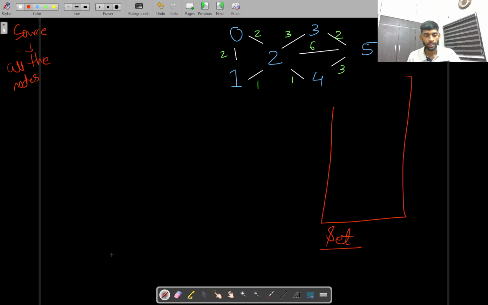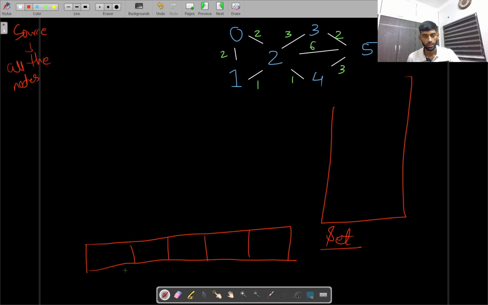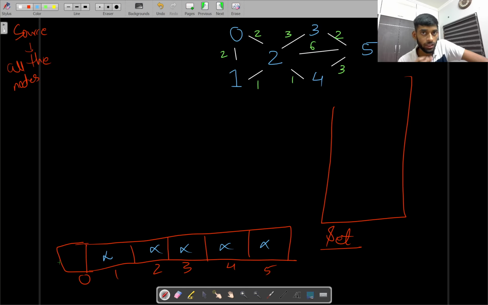So we will be maintaining an array. Here are 6 elements, because it is 0 to 5: 0, 1, 2, 3, 4, and 5. Now initially we will be assigning a value of infinity to each and every path. Why? We will understand. And the distance from the node to the same node is always 0.